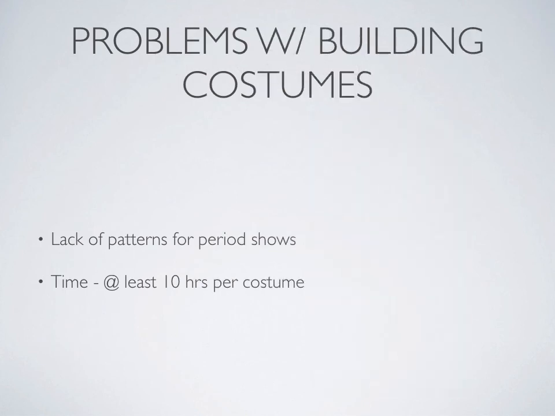Now, some problems then as we finish this up with building costumes is a lot of times there's a lack of patterns for period shows. So sometimes the costumer or costume designer has to make their own, and they'll go by looking at pictures. And the other thing is time. For most costumes, on average, it takes about 10 hours per costume, especially when you add in at least 2 to 3 fittings for a character, and you're building, altering, adjusting, doing whatever to a particular costume. So it takes a lot of work.